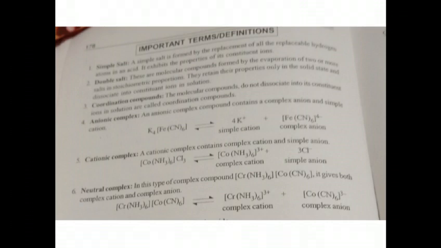Ionic complexes. Anionic complex: anionic complex compounds contain a complex anion and a simple cation. An example for anionic complex: K4[Fe(CN)6], which gives simple cations plus complex anions. Cationic complexes: [Co(NH3)6]Cl3, giving a complex cation plus simple anions, 3Cl minus. Neutral complexes: complex cations, complex anions.